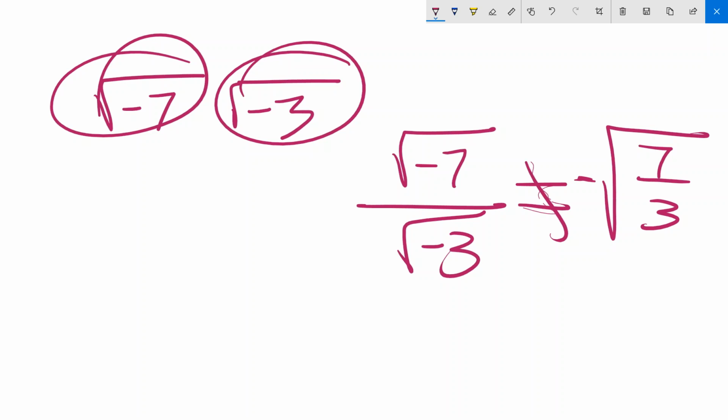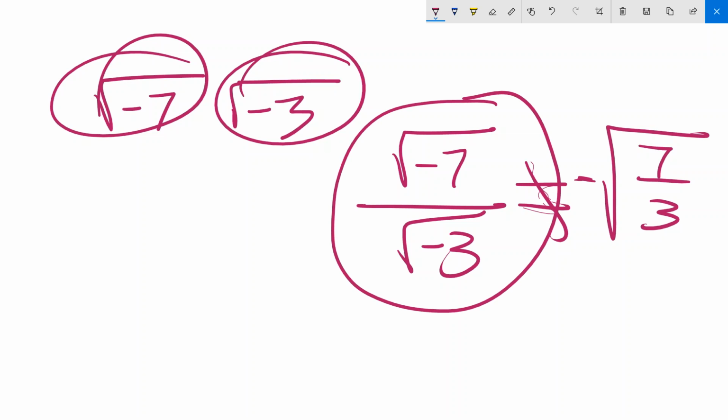But you actually have to do them, in other words, convert each of these to i's first before you figure this out. If you use the general rule that the square root of a divided by the square root of b is equal to the square root of a over b, it turns that -7 over -3 into a positive number. And then you don't get the negative in front. So whenever you're multiplying or dividing, you got to be a little careful to always turn it into an imaginary number before you do anything else. Okay, makes sense.